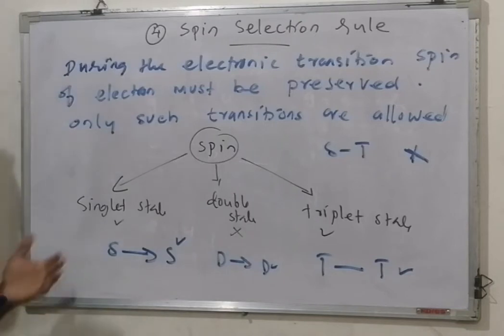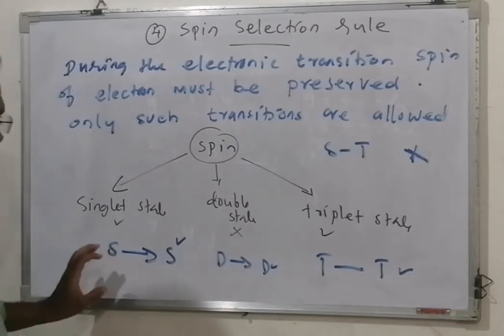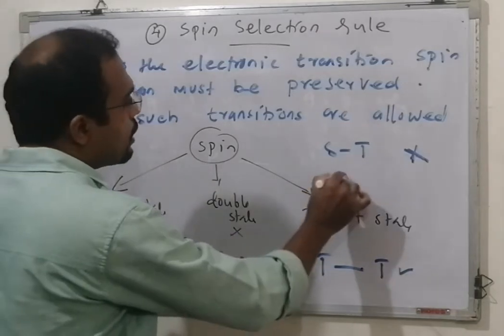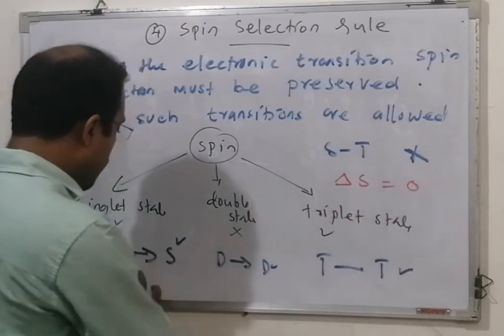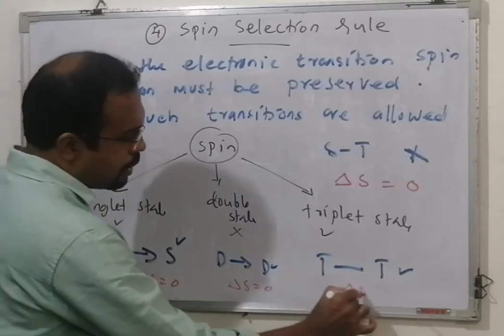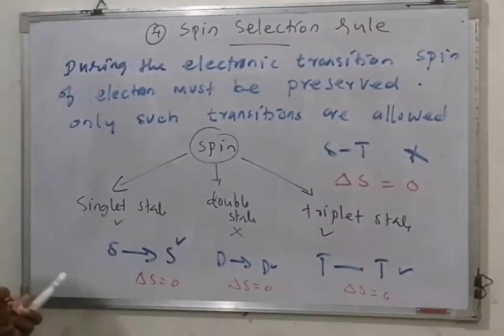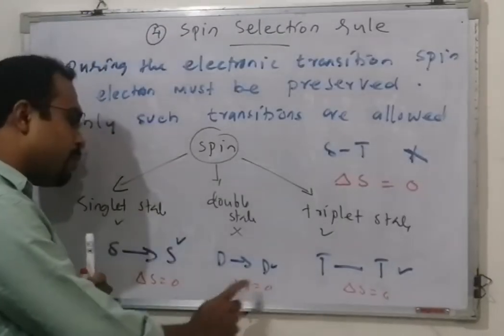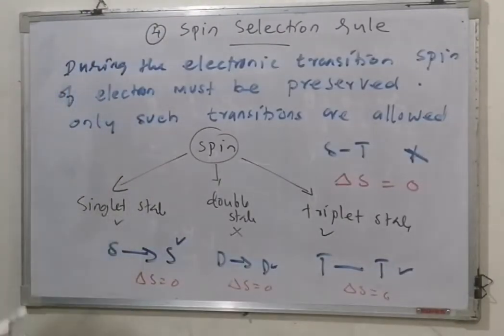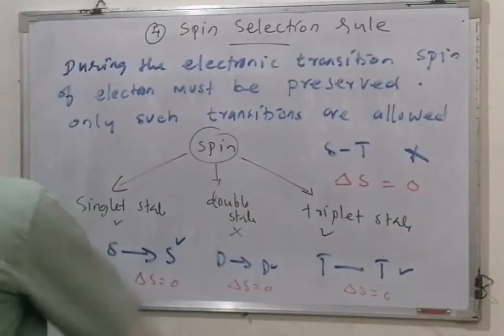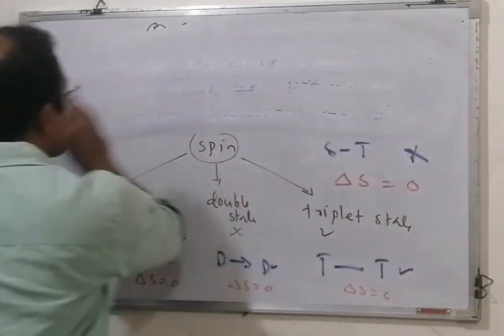We will discuss what the singlet and triplet states are in detail. Remember, we can say that delta S is equal to 0. Singlet to singlet, delta S is 0. Doublet to doublet, delta S is 0. Triplet to triplet, that is, spin is not changed, delta S is 0. Such transitions are allowed.